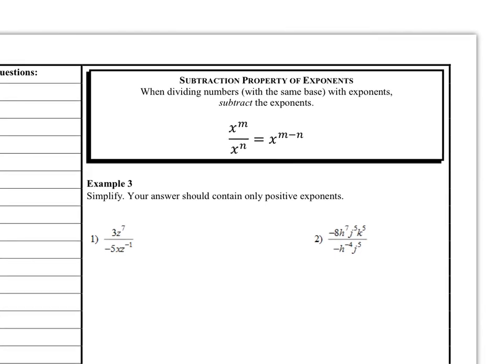So with this page, we're talking about something called the subtraction property. When we are dividing numbers that have the same base, so same base being these x's, if we have division, what we do with the exponents is take them and subtract them. So now it becomes x to the m minus n. And again, our answer should only contain positive exponents.